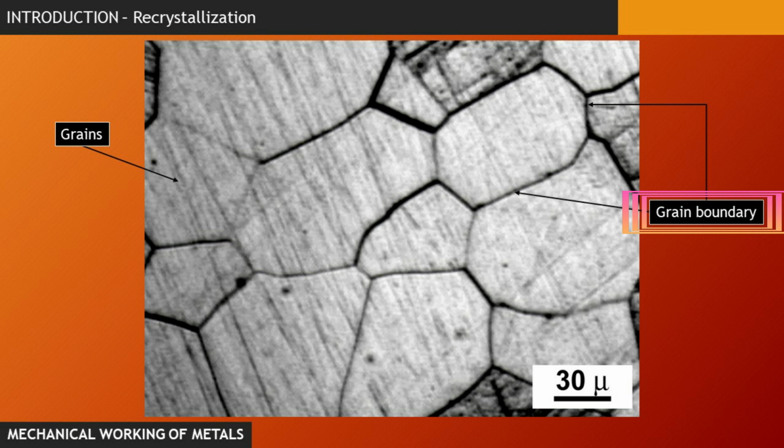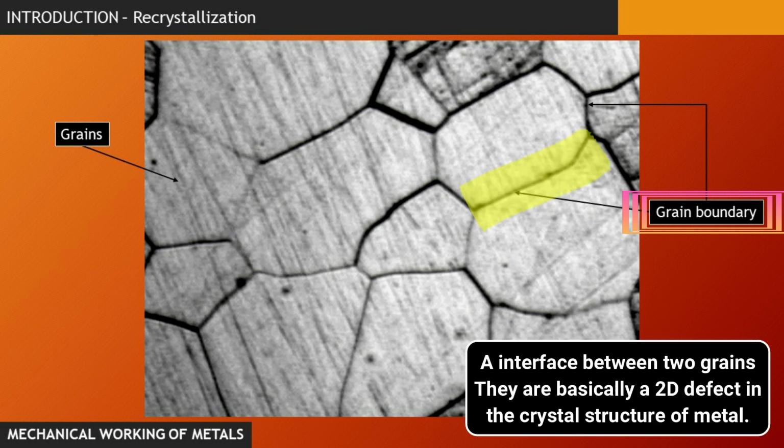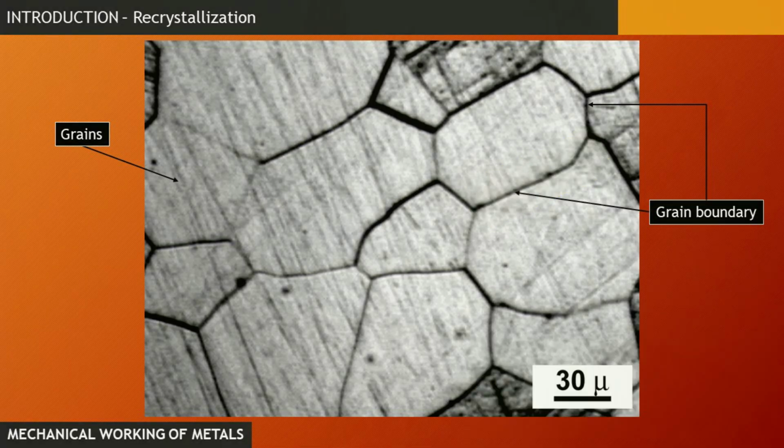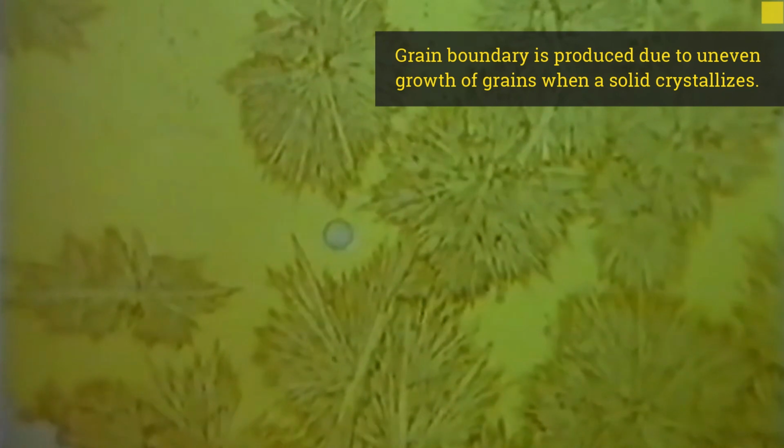And a grain boundary is the interface between two grains. Basically, they are two-dimensional defects in the crystal structure, and they tend to decrease the thermal and electrical conductivity of the material. These grain boundaries are usually the result of uneven growth when a solid is crystallizing.